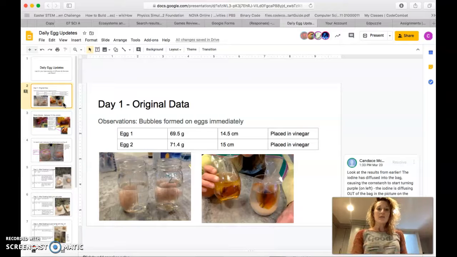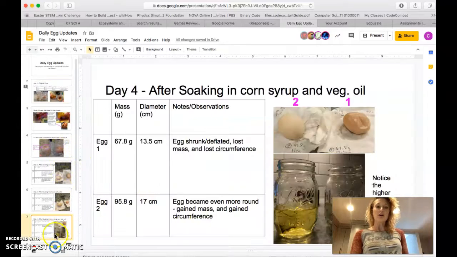So again, on day one we added vinegar, and we know the acetic acid dissolved the shell. I also have pictures in here showing you how diffusion and osmosis was working with our iodine and cornstarch. As you can see, the iodine is coming out of the bag and diffusing into the cornstarch. And here the iodine snuck into the bag and was making my cornstarch purple. If you looked at my posts on Google Classroom later, you saw that it got really purple and really dark.